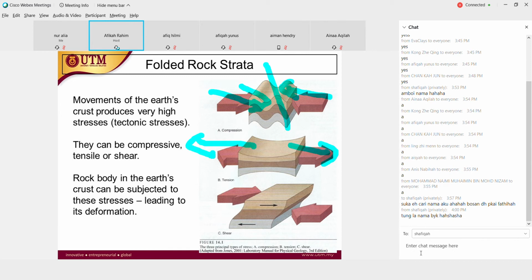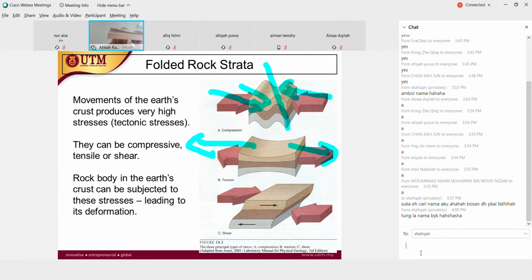Shear in Bahasa Melayu is geser, in between the rock. So for example, like this one. This is the best example that I can give you guys to show how the mechanism works. For compression, of course, it's like this. Compression and tensile are very straightforward.